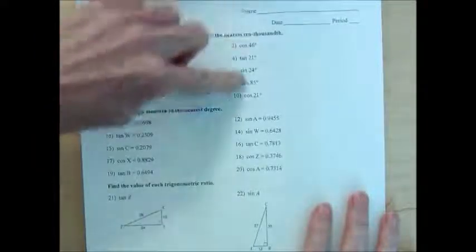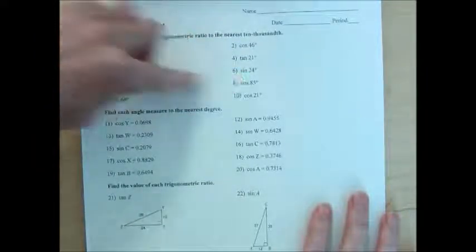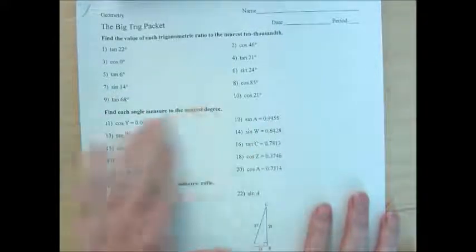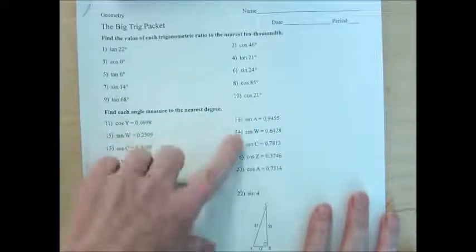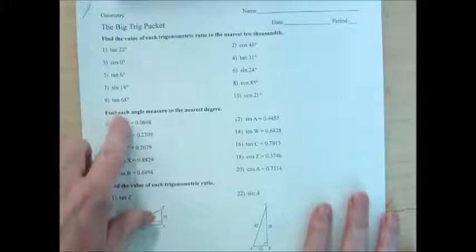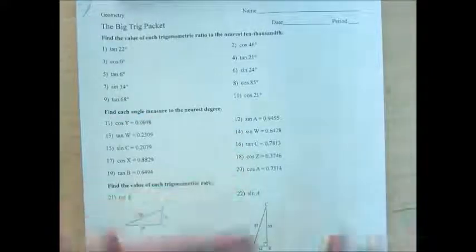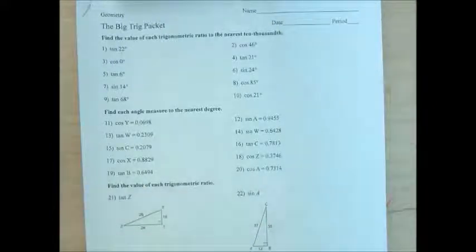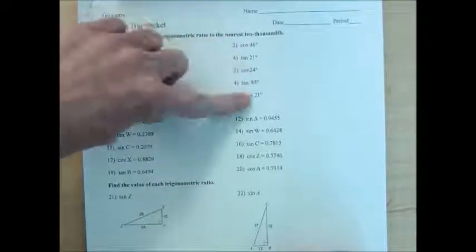On 1 through 10, they give you the angle measure. On 11 through 20, they're looking for the angle measure. So down here, when you don't know the angle, when the question says find each angle, that's when you use the sine inverse, cosine inverse, and tangent inverse. Those have the little negative ones in the calculator. Up here, you're just punching in the calculator.